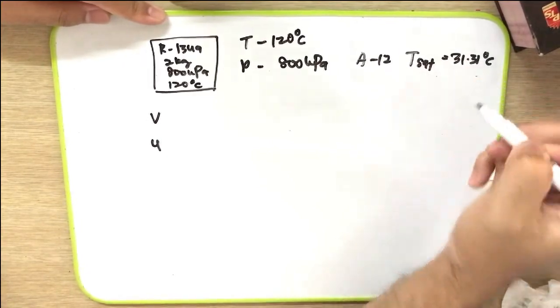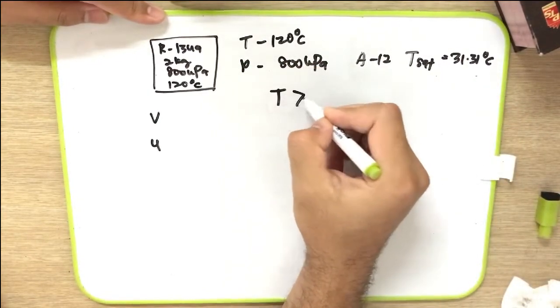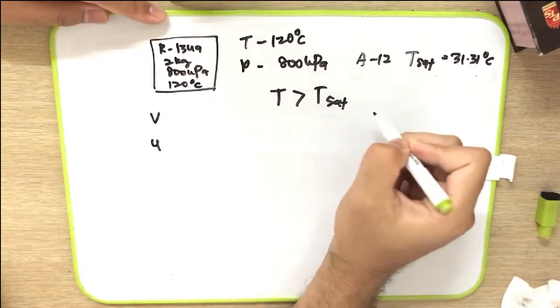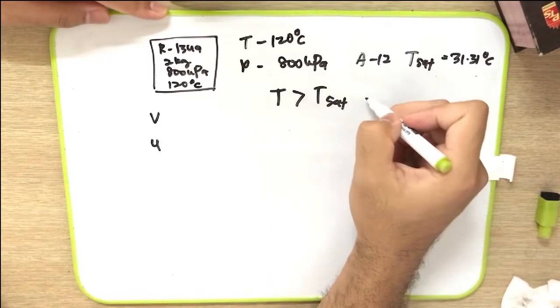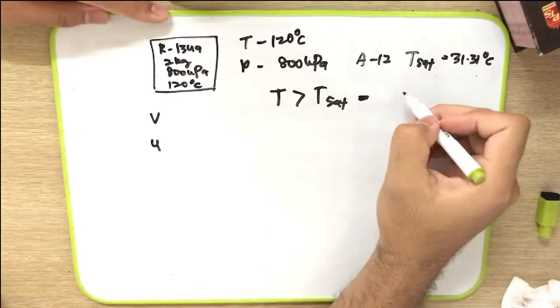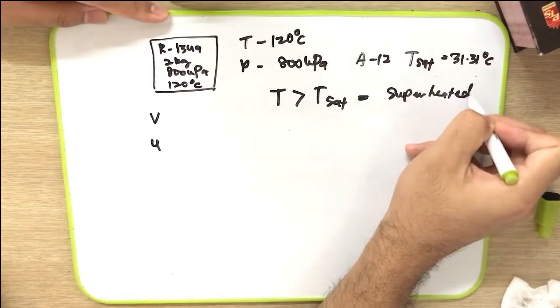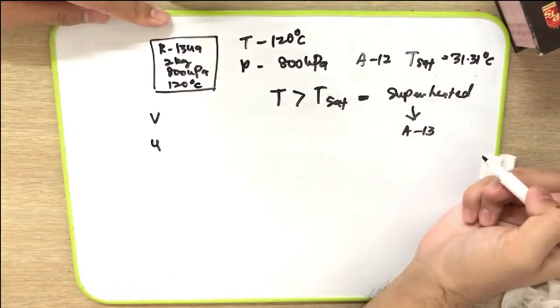So at 800 kilopascal in table A12, the T saturated is 31.31 degrees C. So when we look at here, T here is higher than the T saturated. So according to the phase condition, when T is higher than T saturated, it is superheated. So we refer at table A13.